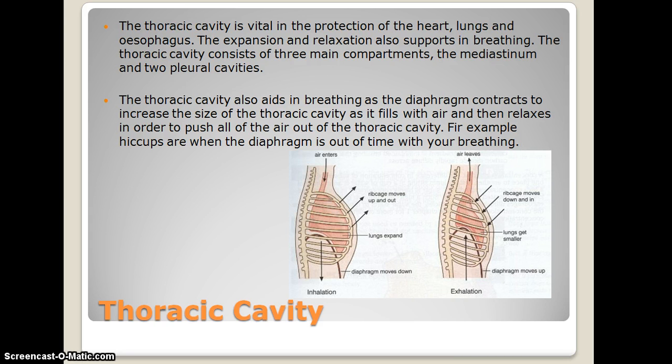And then when breathing out, the lungs get smaller and constrict, the diaphragm tends to contract and move up, and the rib cage will move down and in, in order to push all the air out of the top of the thoracic cavity there, as you can see from the diagram.